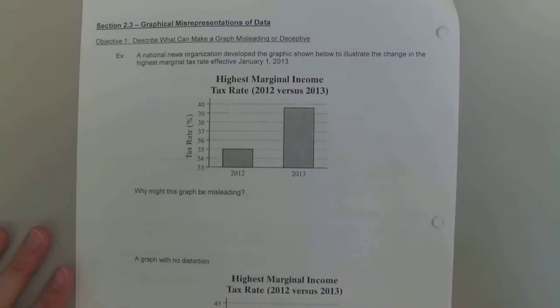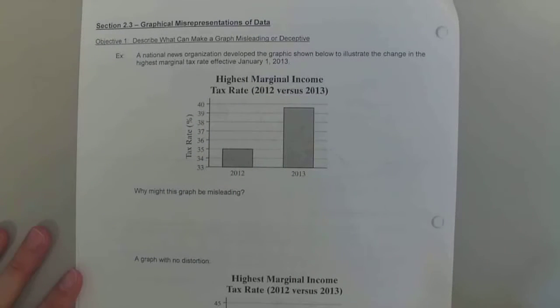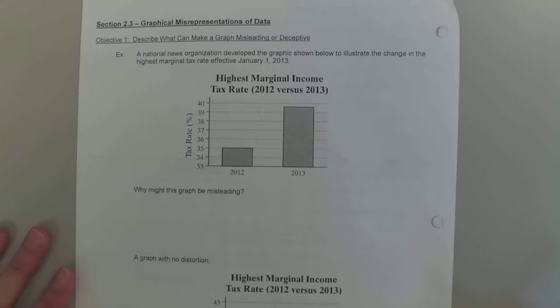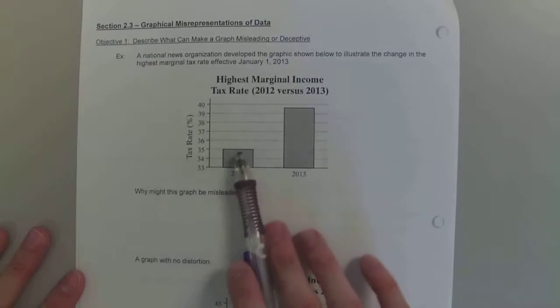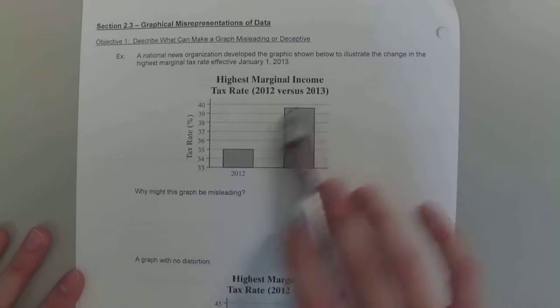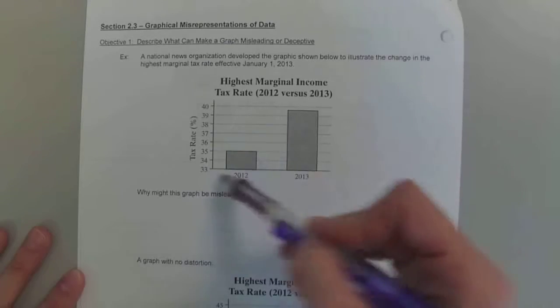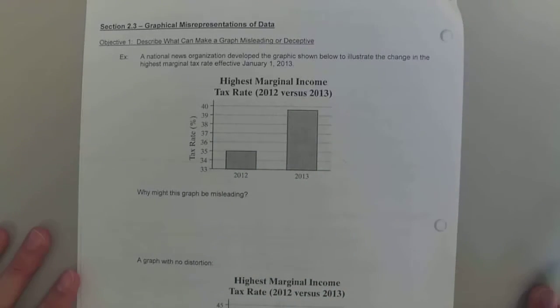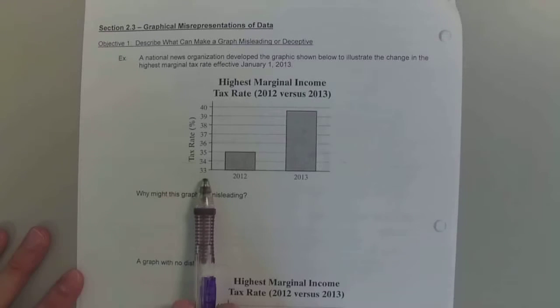It says, a national news organization developed this graphic shown below to illustrate the change in the highest marginal tax rate effective January 1st in 2013. So maybe they say, hey guys, look at this huge income tax that's happening from 2012 to 2013. That's awful. We're getting screwed over. But what you need to pay attention to is this y-axis. Is it really that big of a gap?